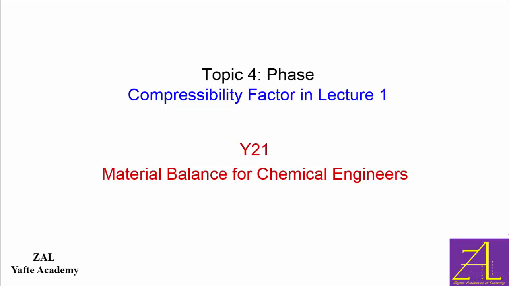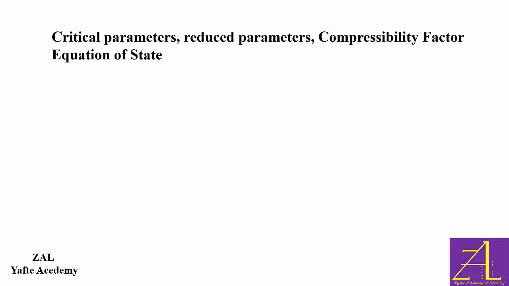This video is a supplement to the discussion of compressibility factor in Lecture 1 of Topic 4. Reduced pressure is defined as PR equals P over PC, where P is the pressure of the system and PC is the critical pressure of the component. Similarly, TR, reduced temperature, is equal to T over Tc.